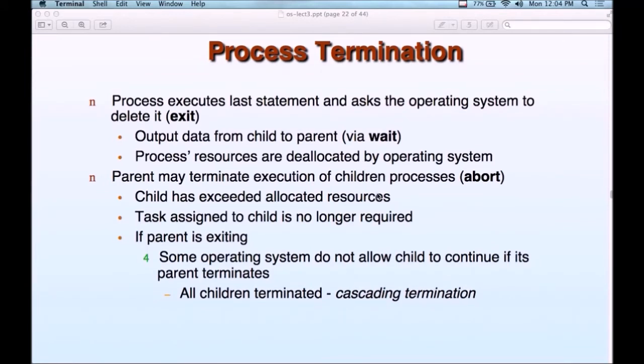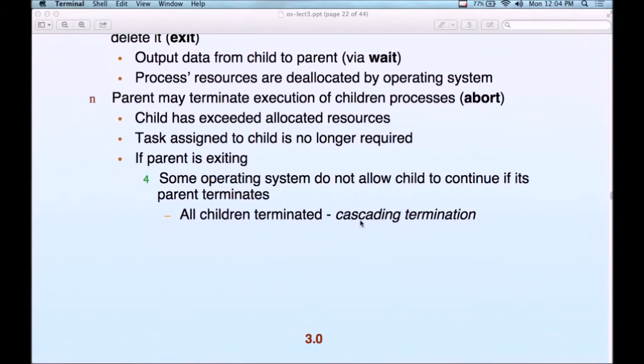So the parent may terminate the execution of a child process or abort it. If the child has exceeded the allocated resources that it was allowed, in some cases that might happen. Or the tasks assigned to the child are no longer required, we can get rid of it. If the parent is exiting, some operating systems do not allow a child to continue if the parent terminates.